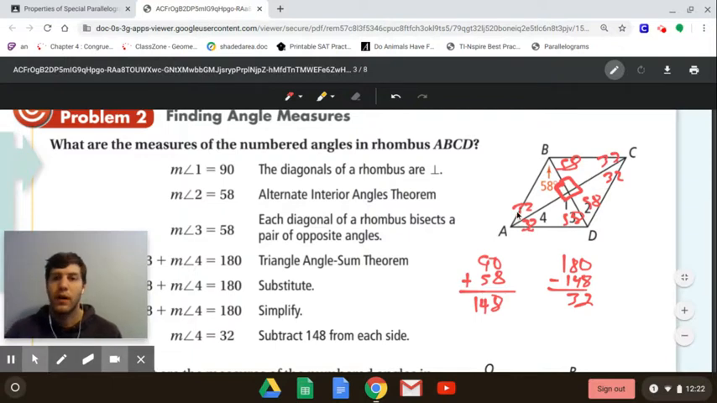Right, so those are the two properties. You have 90-degree angles in the middle because the diagonals are perpendicular, and then the diagonals bisect the opposite angles. So you're only going to have two other angle measures there: 58, 58, 58, 58, and 32, 32, 32, and 32.